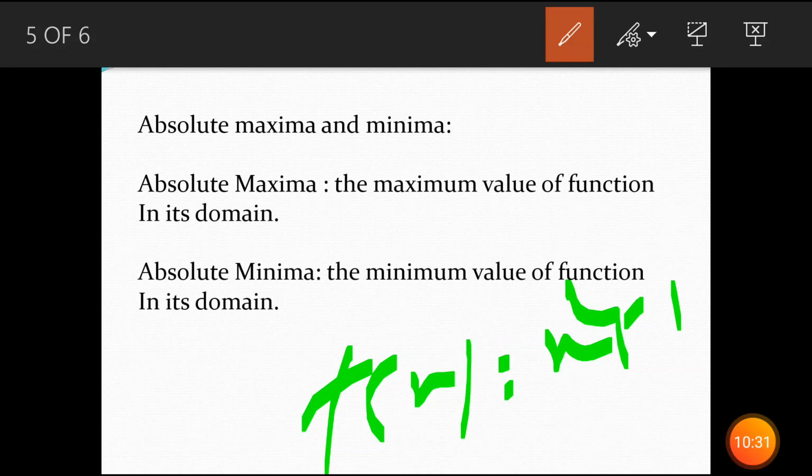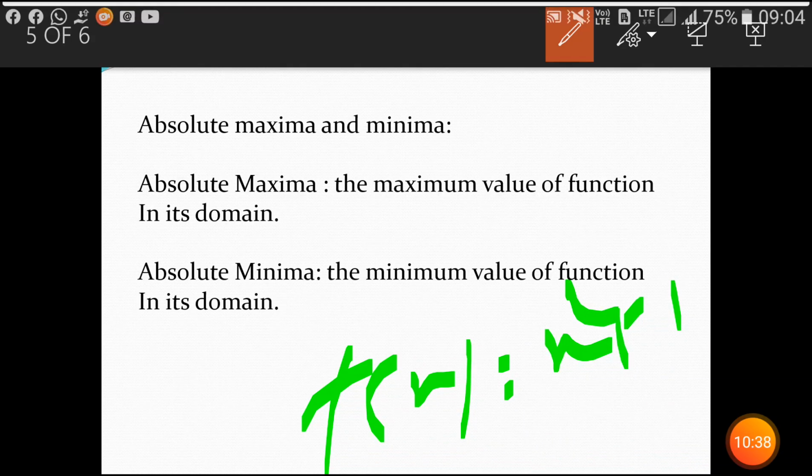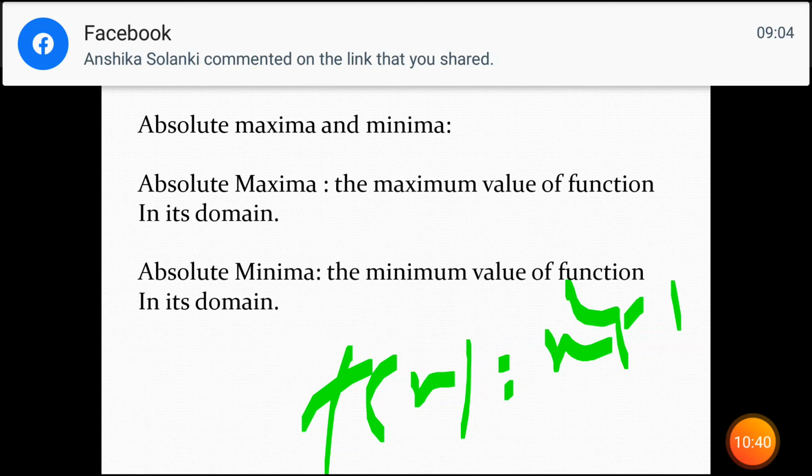So first of all, go through this video and clear at least the meaning of these words: local maxima, local minima, absolute maxima and absolute minima.